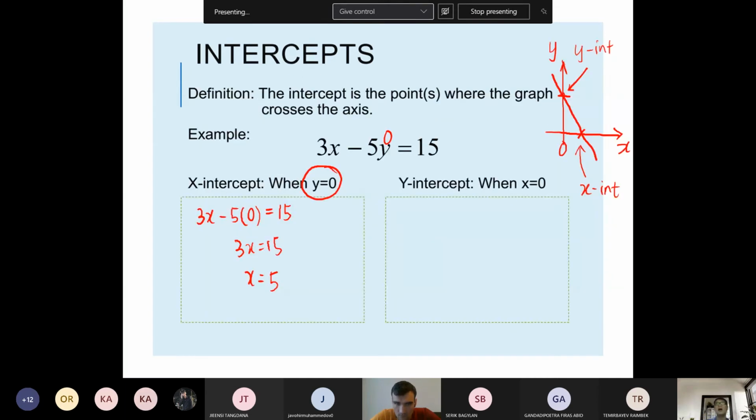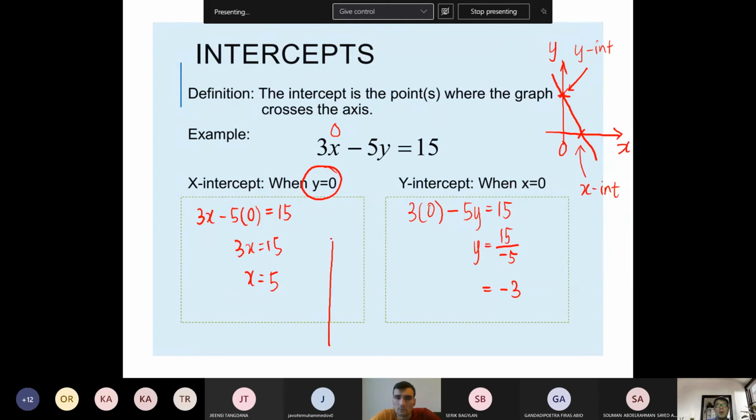Now, how about the y-intercept? That's when the x is equal to 0. We are going to replace the x with 0. So we have 3 times 0 minus 5y equals 15. So the y will be 15 divided by negative 5, which is negative 3. So in this case, this is the x-intercept and this is the y-intercept.